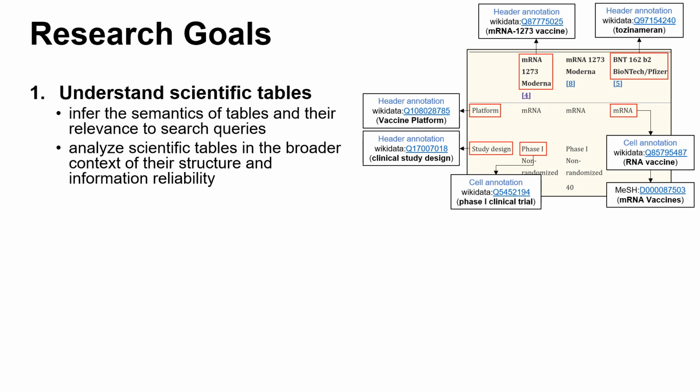Our research goal was to understand these scientific tables, not solely on the semantics of their content alone, but also in the broader context of their visual structure and reliability. What does a cell mean? What does this row mean? Or what does this column mean? What is the table as a whole trying to convey? How reliable is the information in the table, and so on and so forth?